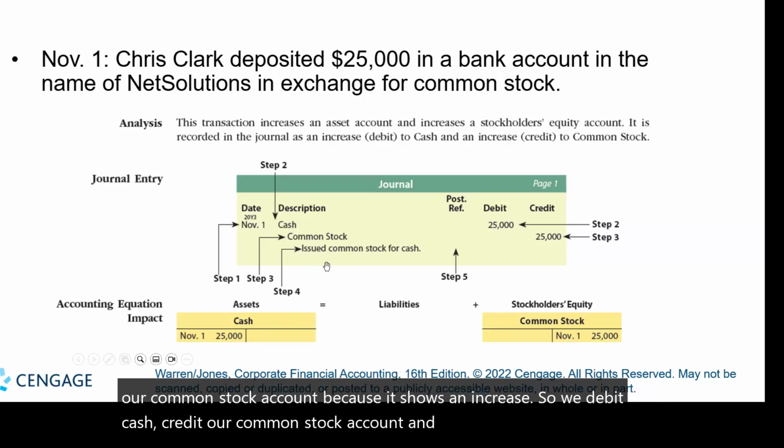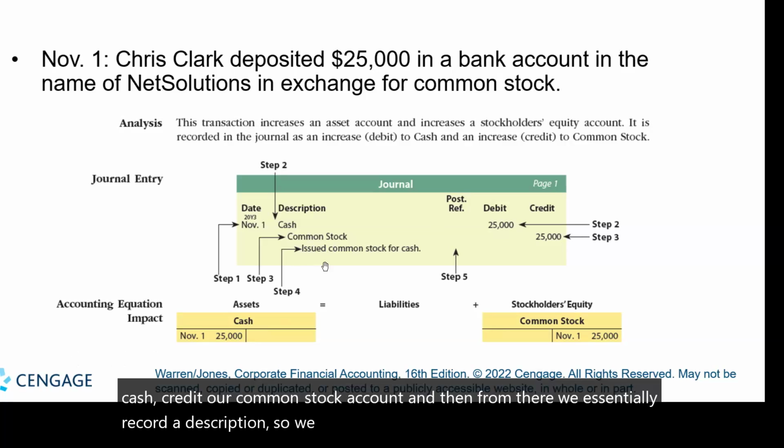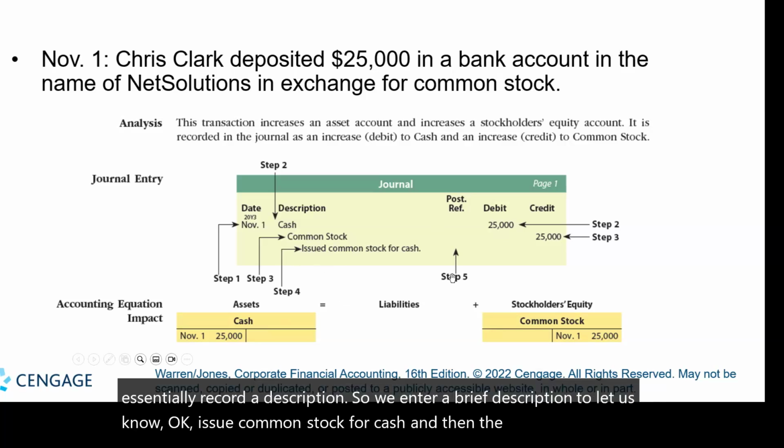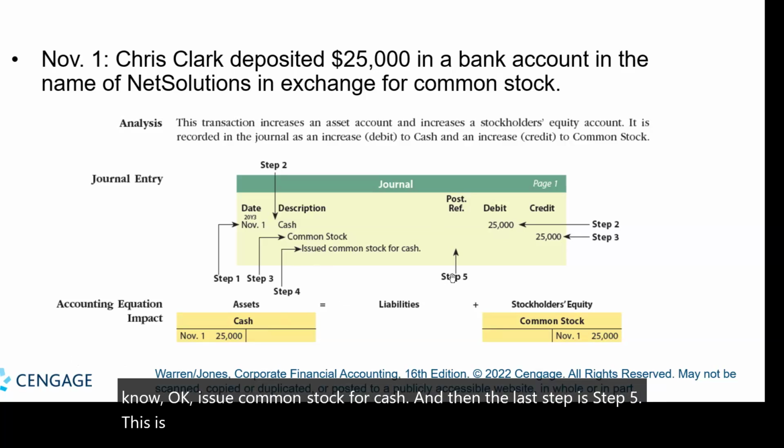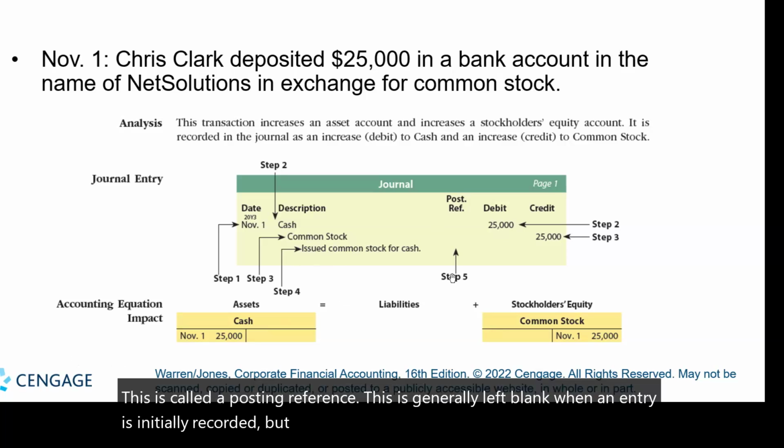And then from there, we essentially record a description. So we enter a brief description to let us know, okay, issued common stock for cash. And then the last step is step 5. This is called a posting reference. This is generally left blank when an entry is initially recorded, but as we go on throughout the chapter, we'll learn more about why this post reference is there.